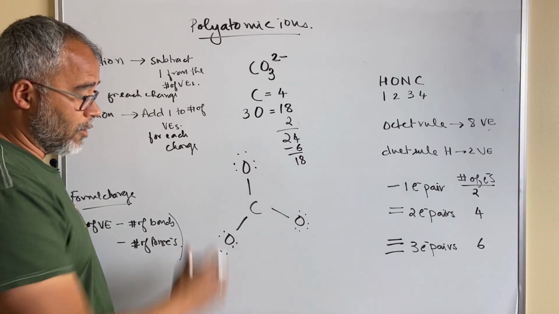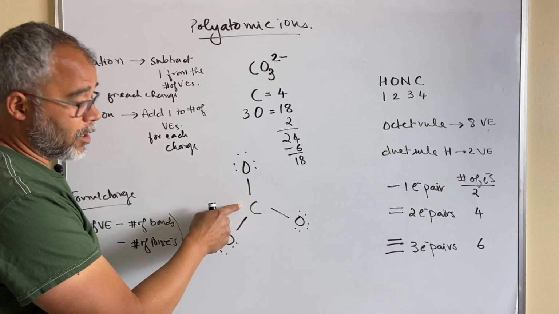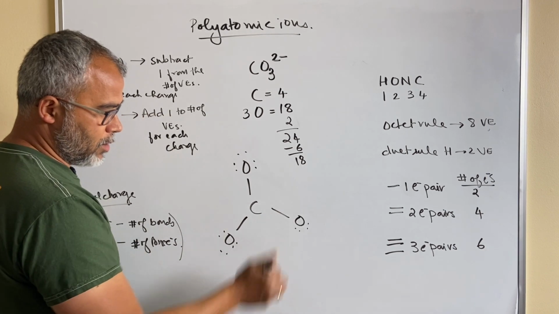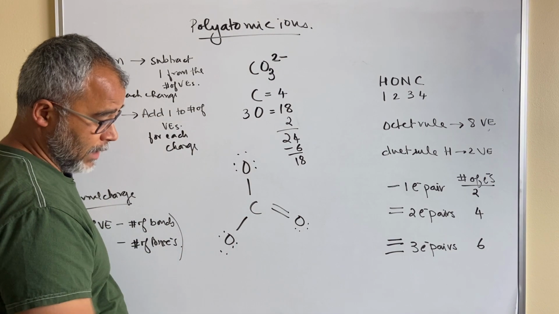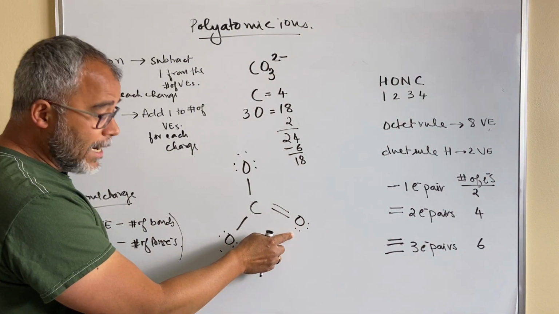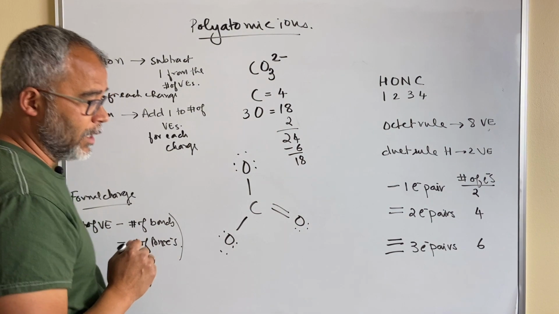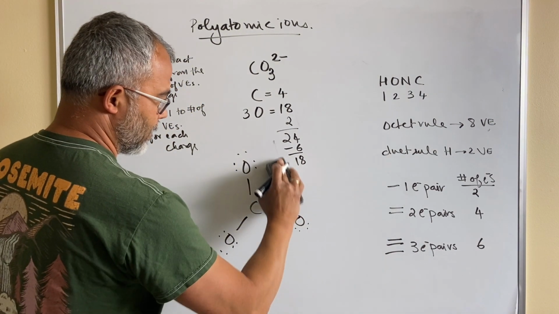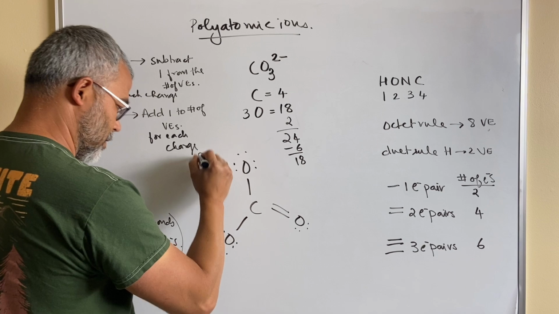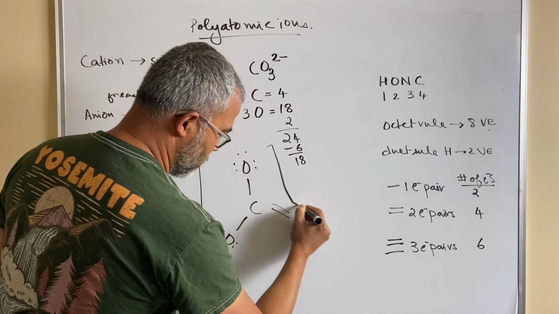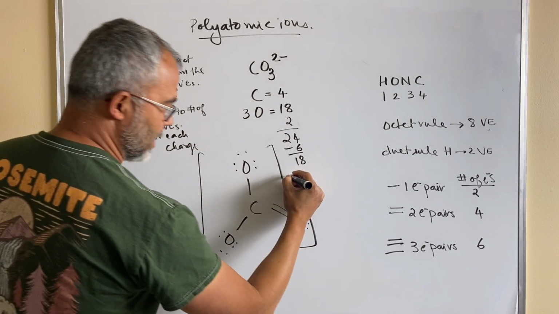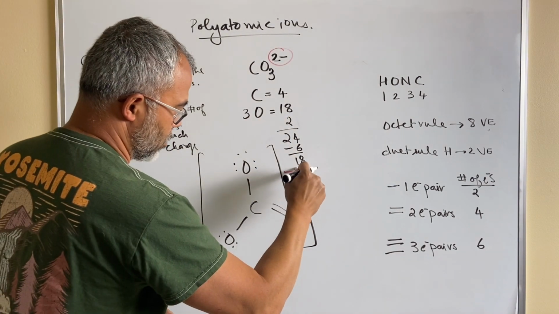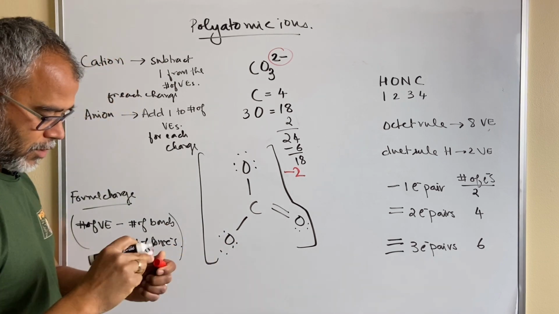When I do that, now all the oxygens are happy because they have 8, but the carbon only has 6. So I'm going to share one of these lone electrons with the carbon. That still keeps this oxygen at 8, but now this carbon has 8 as well. And there you have it. I'm going to write this a little differently for some space. I'm going to put a square bracket around that. That should have a 2- charge, or 2 minus.